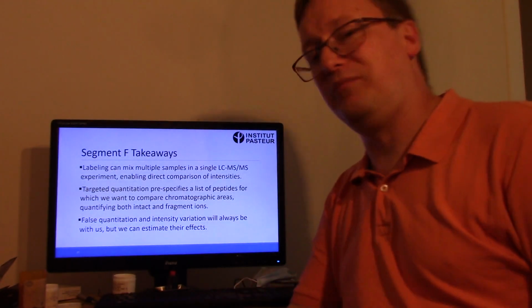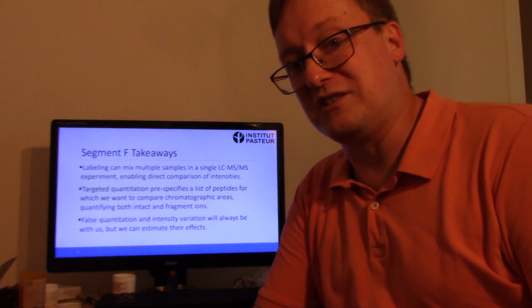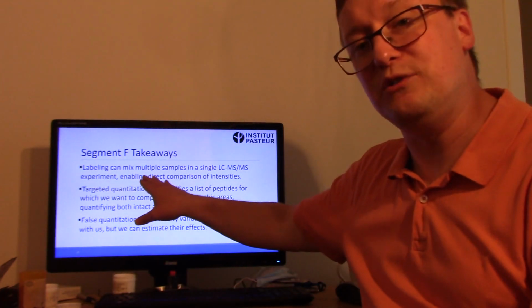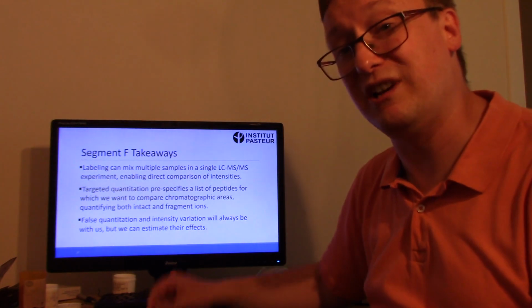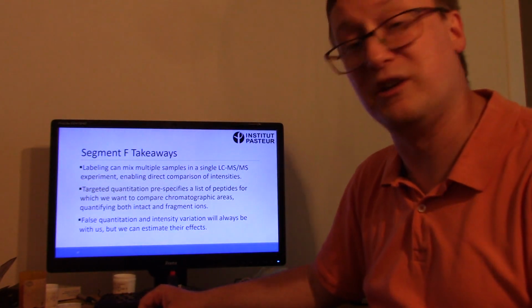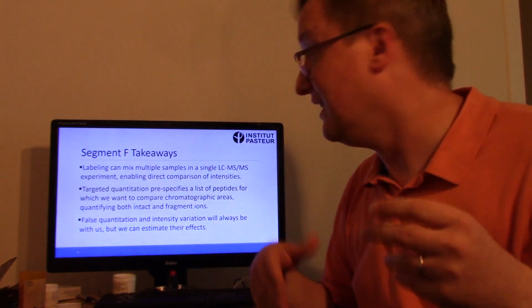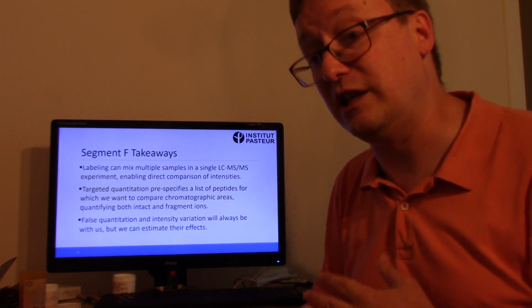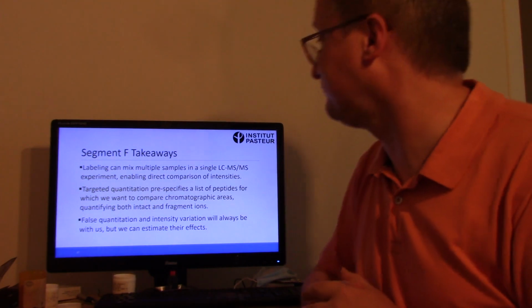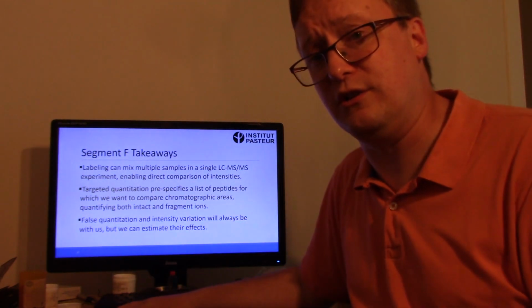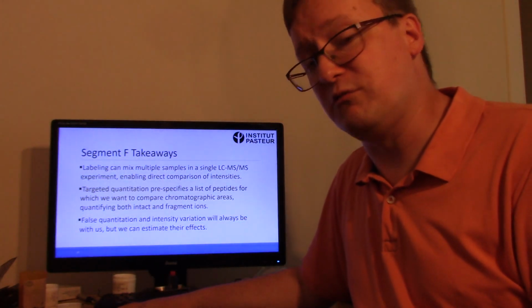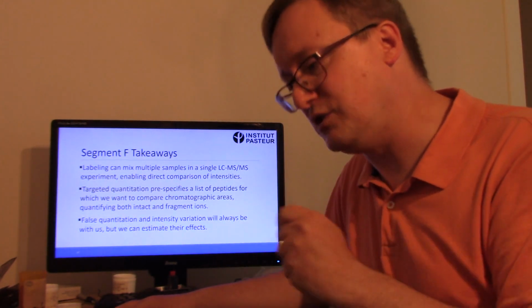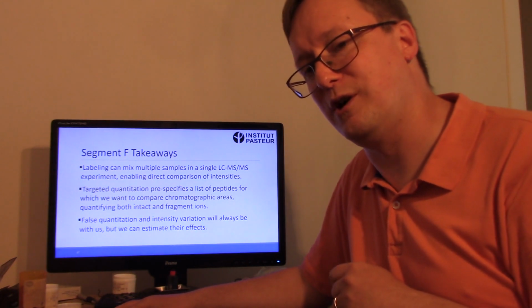So when we try to put all the messages together, we end up with these takeaways, I think. Labeling allows us to mix different samples together in a single LC-MS/MS experiment. This multiplexing gives us the ability to directly compare the intensities in a way that label-free experiments don't really get to do. Targeted quantitation, on the other hand, really requires us to say in advance which proteins we intend to do a comparison for.